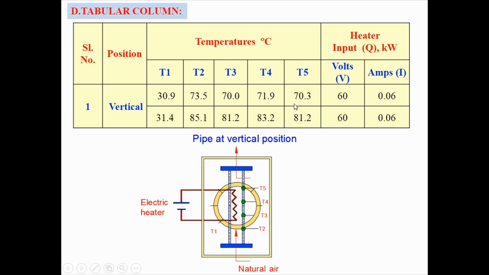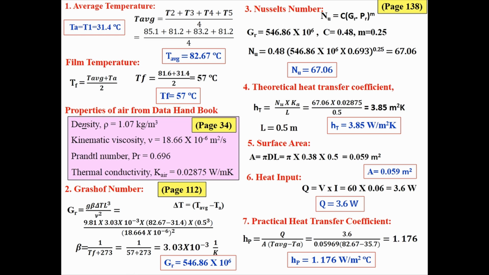So now you have 5 temperature readings and two heater readings, that is voltage and ampere, which you have taken. With the help of this data you can calculate the convective heat transfer coefficient. How, you can see now.